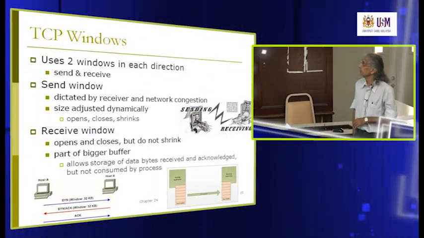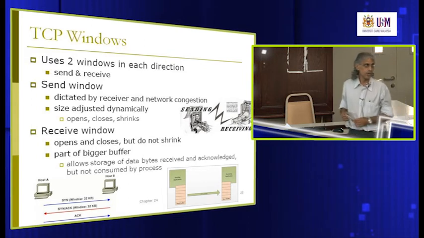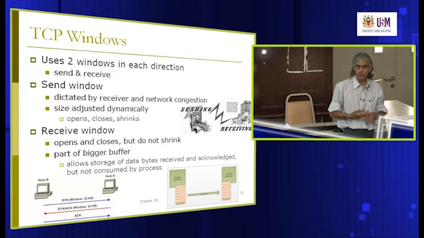All right, so let's take a look at how TCP handles the sliding windows. We know that TCP uses sliding window principles. So let's see how it actually takes care of this, especially between receiver and sender. Here, TCP uses two windows in each direction. That means a client will have a send and a receive window. The server will also have a send and receive window by themselves, separately, so that they can send and receive information at the same time.